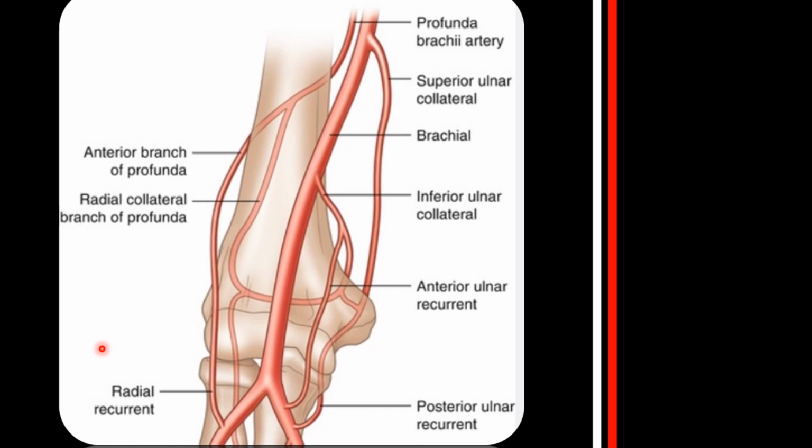I'll start from above and then we'll come down. The first branch here is the superior ulnar collateral artery. Now we have another branch called the inferior ulnar collateral artery. Now this superior ulnar collateral artery does something that I want to mention here. This branch is the branch that ran with ulnar collateral. That means they are running alongside the ulnar nerve.